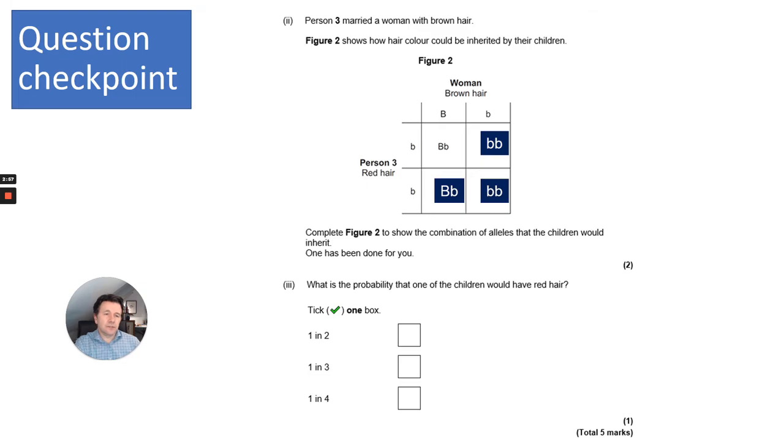You're showing basically the alleles. So you're showing that 50% have brown hair and 50% have red hair. And then it says, what is the probability that one of the children would have red hair? Well, you can see that it's a 50% chance, so it's 1 in 2.